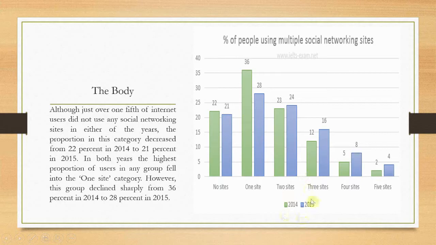And in both years, the highest proportion of users in any group fell into the one-site category. As I said earlier, you have to highlight the significant ones, the ones that are eye-catching. However, you can explain that this group declined sharply from 36% in 2014 to 28% in 2015.